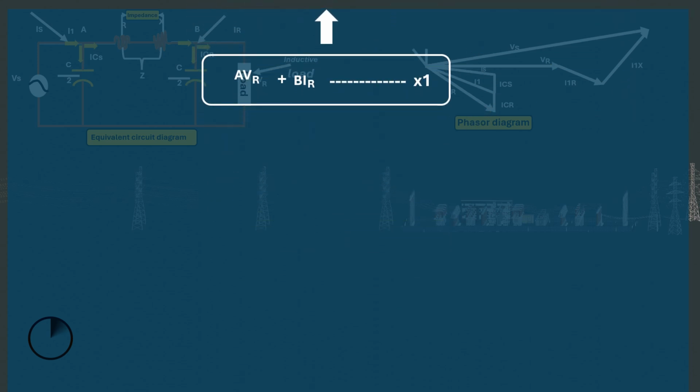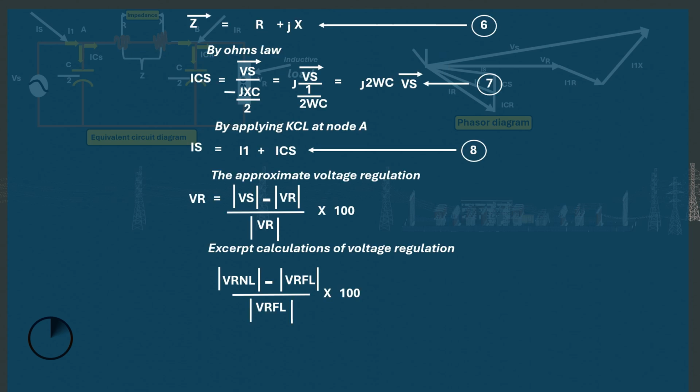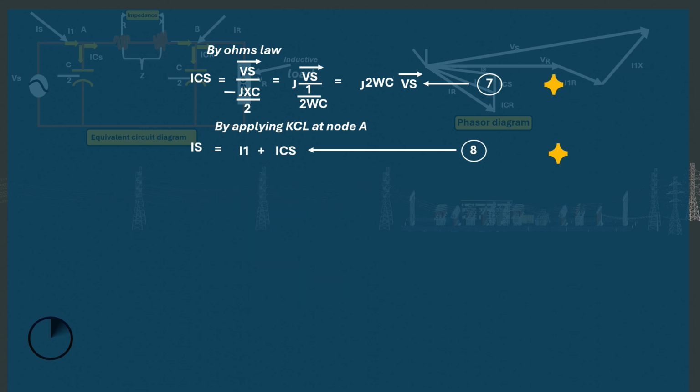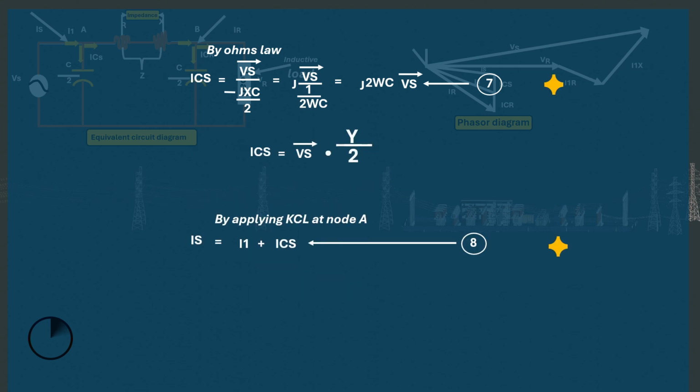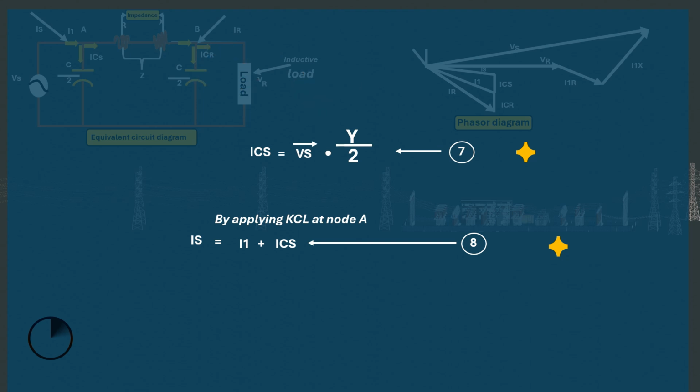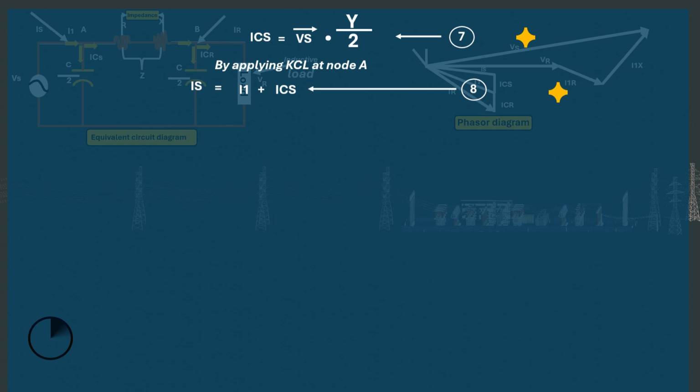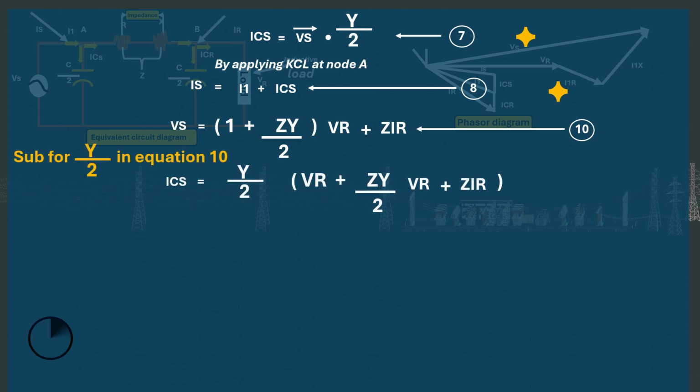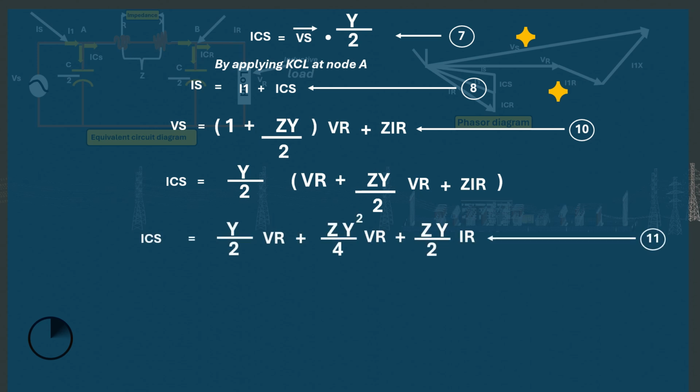Subsequently, we can also prove the sending end current, IS. So we will go back to the previous series again and consider equation 8 and equation 7. Take equation 7, which is the current flowing through the capacitor at the sending end, ICS, and when further simplified will equal the sending end voltage, Vs, times admittance all over 2. Now we can substitute for the sending end voltage Vs in equation 10. When substituted, we will have this here. Now when we multiply this out, we will have equation 11.